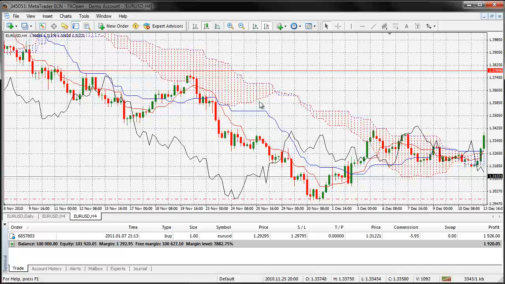Yes, they do. Now, when I say right on the cloud, I don't mean in the middle. I mean just on the edge, right here. And yes, it does. It crosses right there. So that's rule number 2. Rule number 3: get in on the next bar.